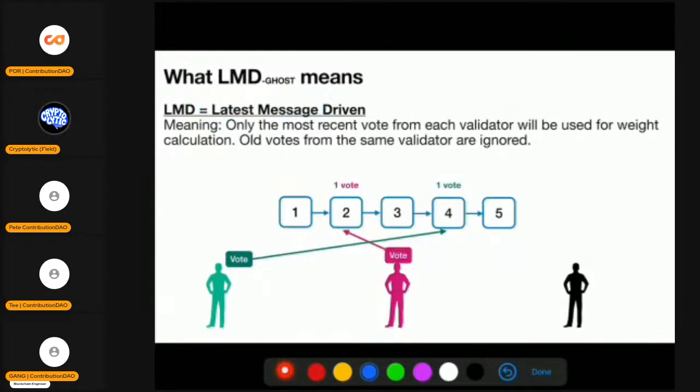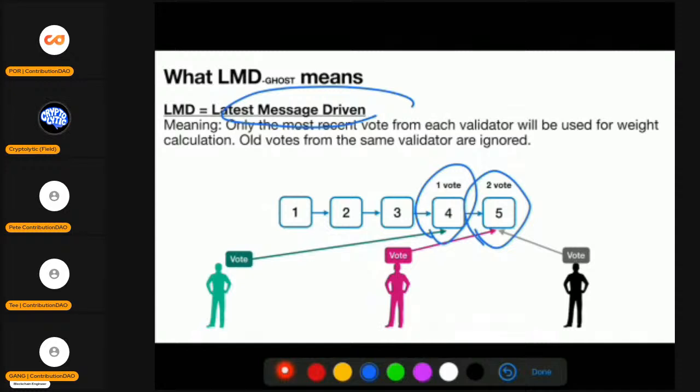Same for the pink guy here. If it voted for block 2, block 3, block 4, and block 5, the message that we are going to consider for the pink guy is the one for block 5, because it's the latest one. And for the black guy here, if it voted for block 5, we only consider this one, and it does not vote for the other block. So when we add them up, block 4 would get 1 vote and block 5 would get 2 votes. And that is all for the LMD, or latest message driven.